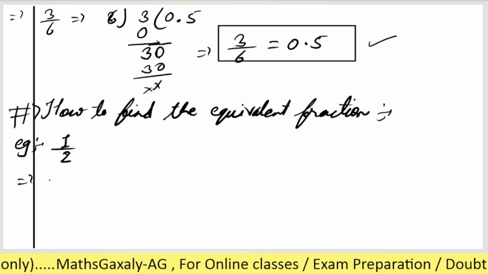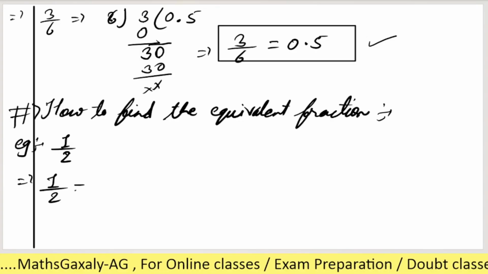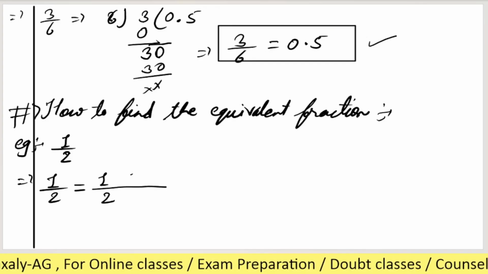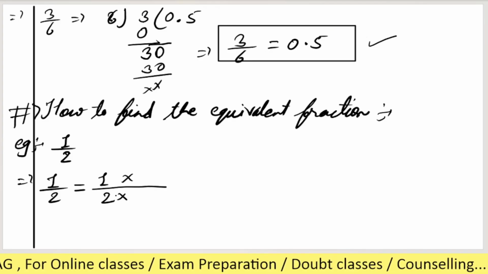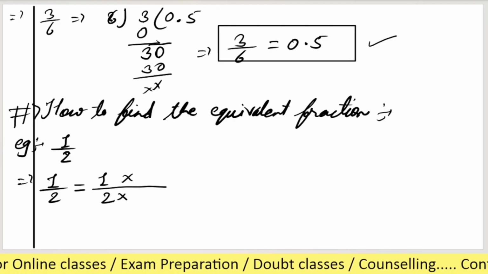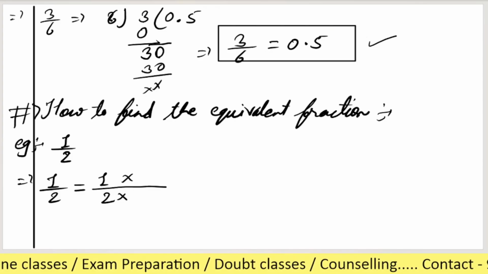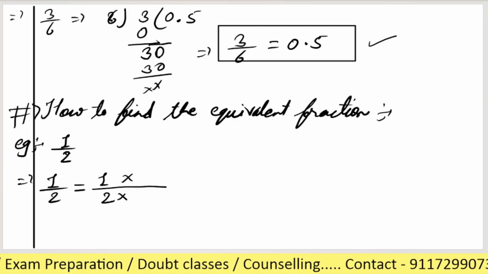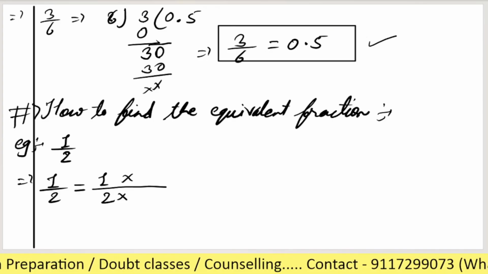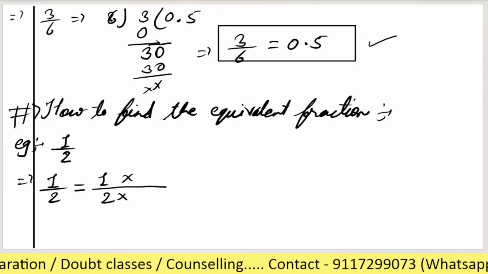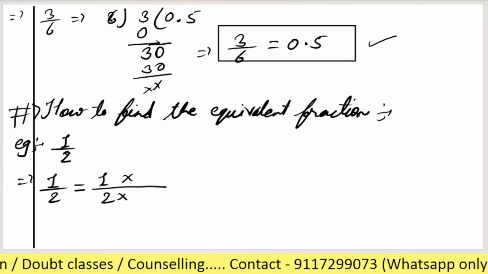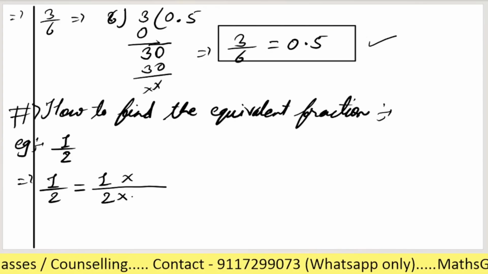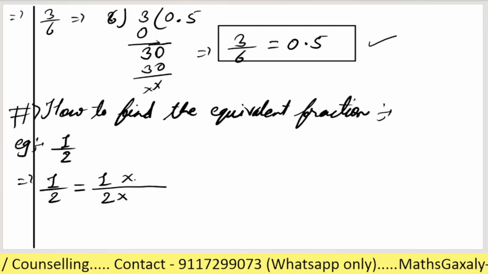First of all, we will write 1 by 2. Then we will give the equal to mark, and here we have to multiply the numerator and denominator by the same number. By multiplying or dividing the numerator and denominator by the same number, we can get the equivalent fractions. Is it clear? As here we have to multiply the numerator, which is 1, and the denominator, which is 2, both numbers we have to multiply by the same number.